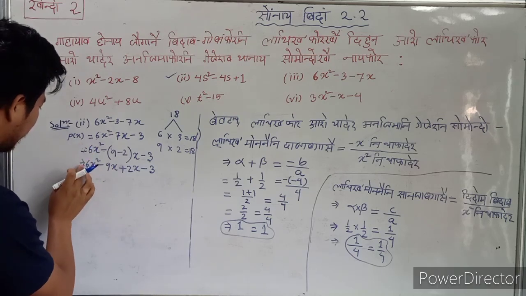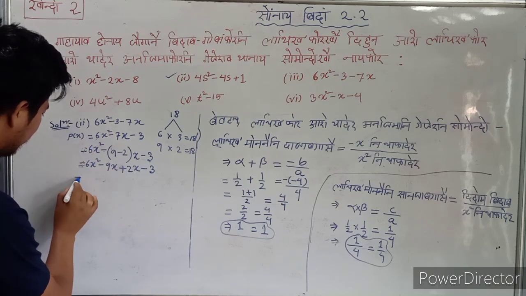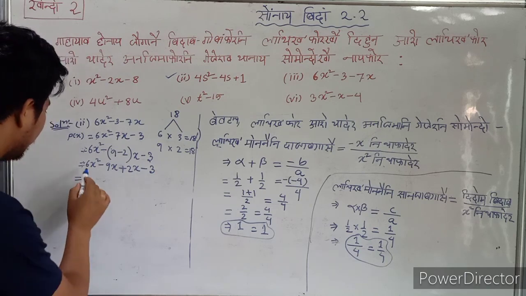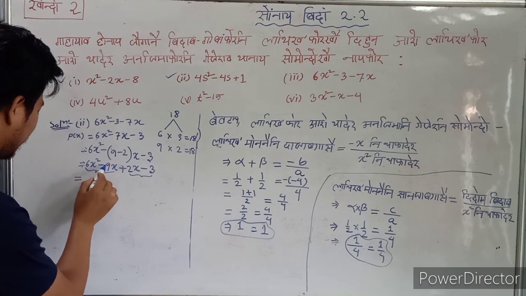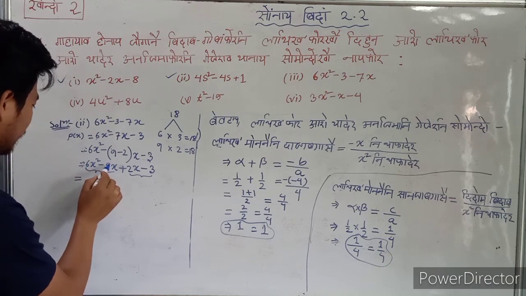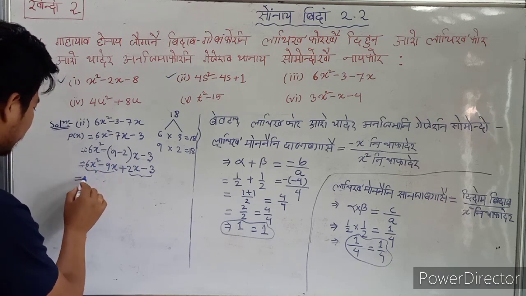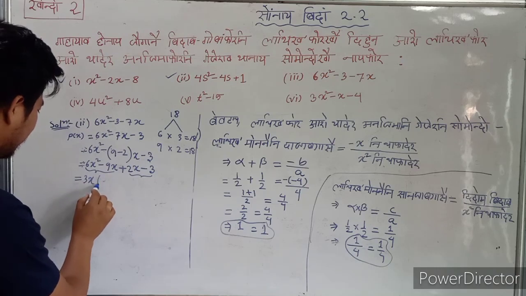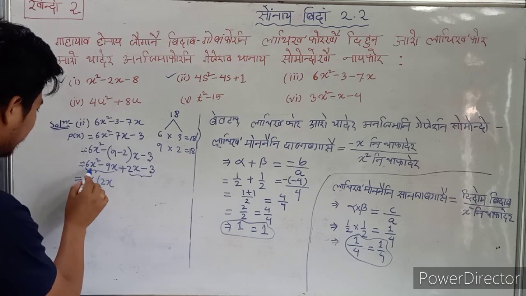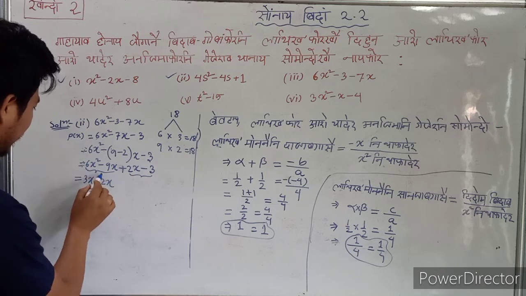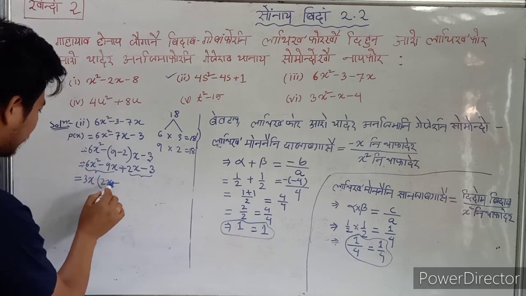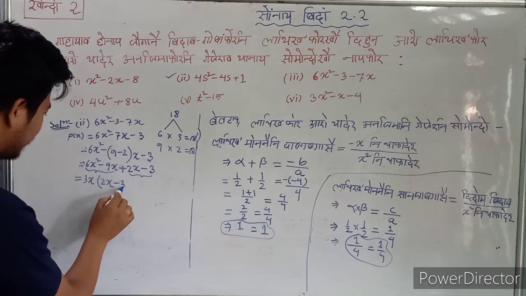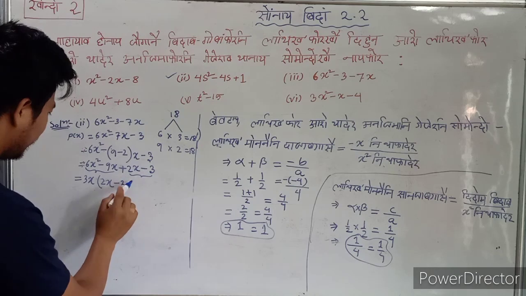So then we have to do this. We have to do 6 over 3, 9 over 3. So we have to do 3x common. So we have 2 is x. So 2 is x, 2 into 3, 6, and x into x, x square. So we have to do minus and minus.